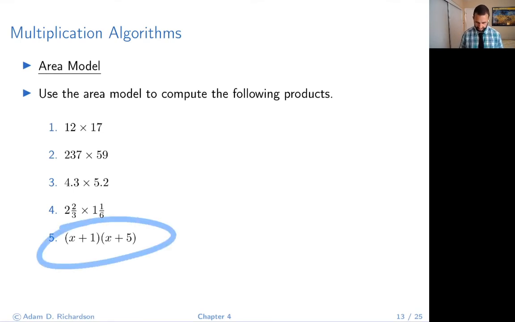But check this one out. That's a multiplication problem. That's a product. Can it be represented as an area? Yes, it can. And we're going to see how to do it right here.